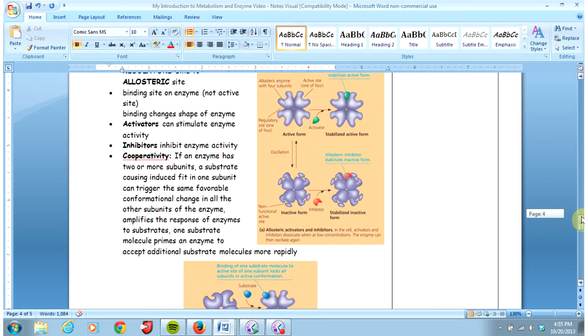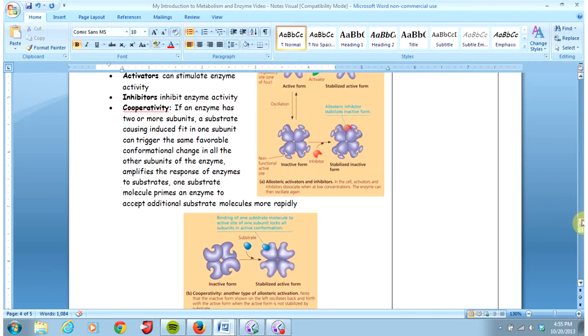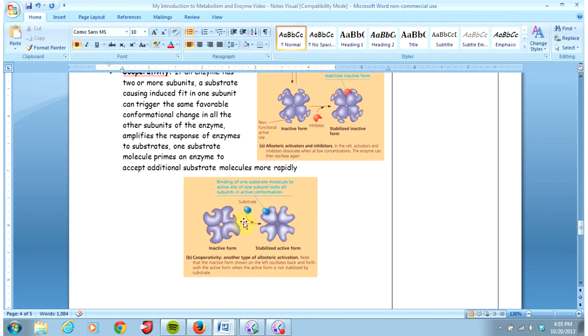Another example of the regulation of enzyme function is cooperativity. If you have an enzyme that has several active sites in it, a substrate binding to one of the active sites could trigger the rest of the active sites to be more receptive to a substrate molecule. So here they show us an enzyme in its inactive form, and once one substrate molecule binds, all the other subunits of that enzyme appear to be in the active form. It's not really a type of allosteric activation, since it would have to be a molecule that's binding to a different site, not the active site.